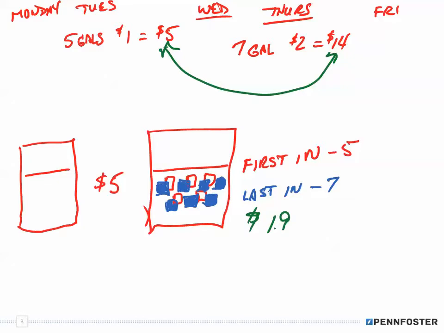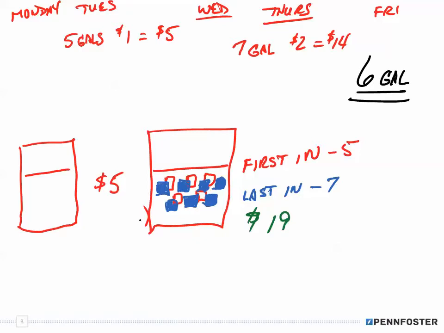All right. So now it's Friday. And on Friday, you decide you're going to start making the ice cream. So you go over to your refrigerator and you open the door and you need to take out six of those gallons. Now, the question becomes, which six? Well, let's talk about FIFO first. Remember, FIFO means first in, first out. The first ones in are the first ones out.